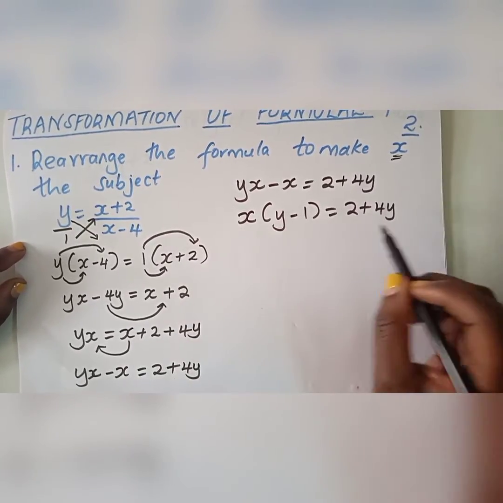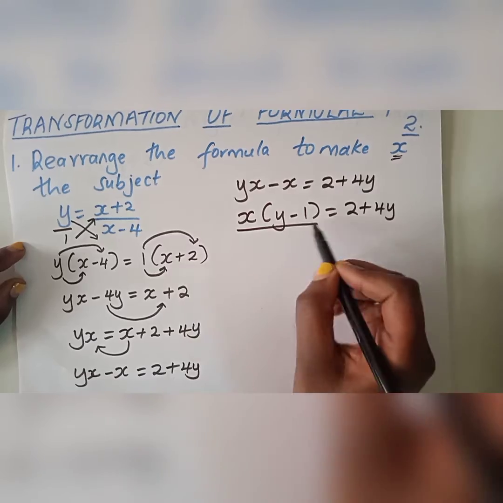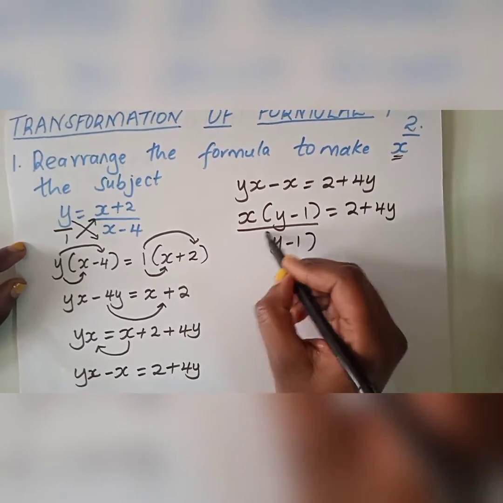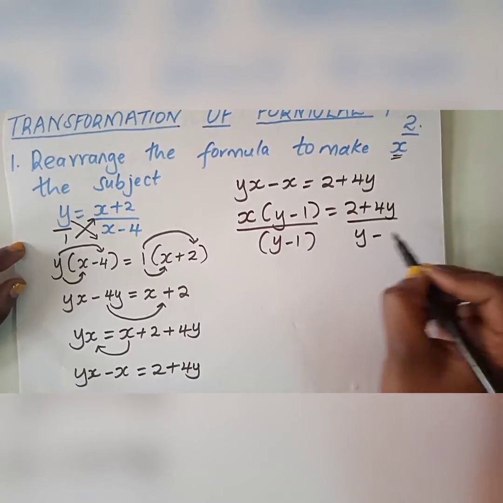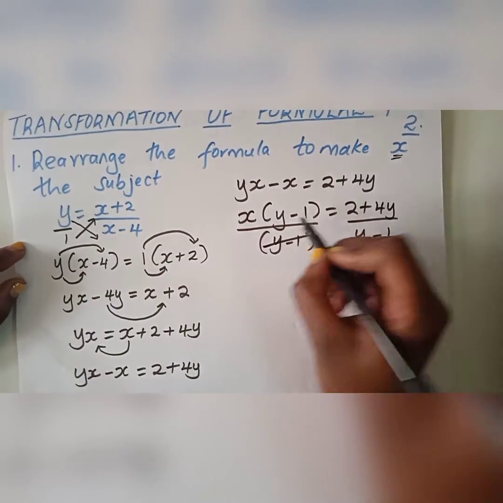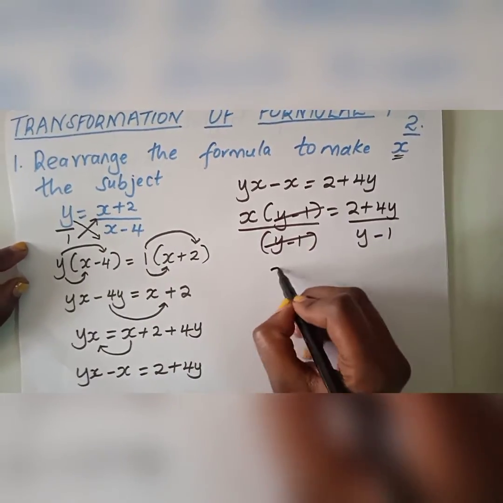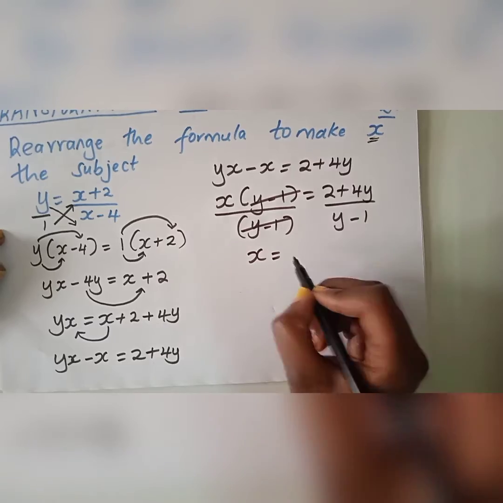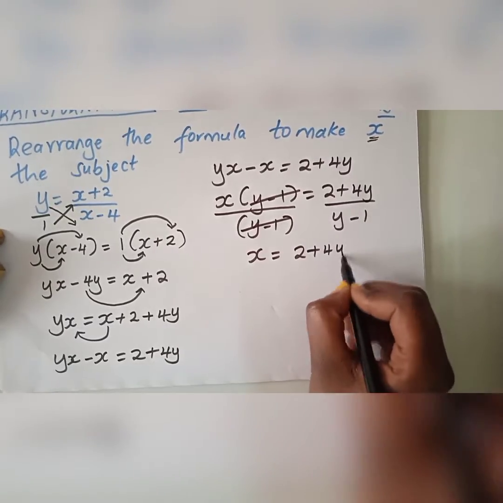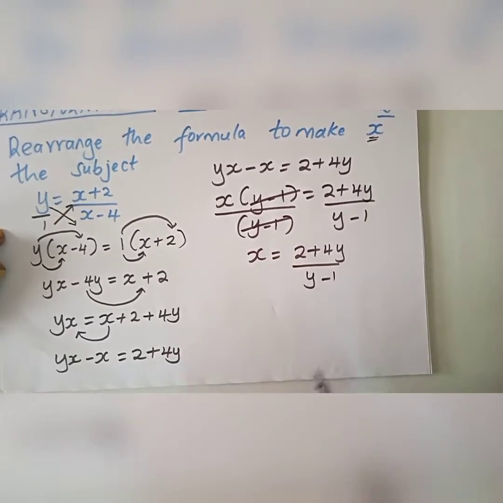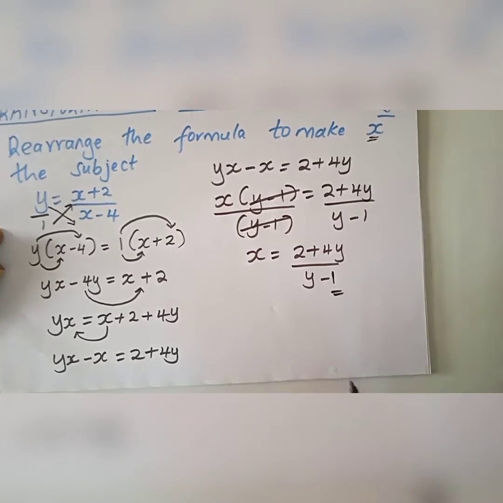Now at least we don't have an x on this side, so we divide with y minus 1 on both sides. Y minus 1, so that one cancels with that one. And you're left with x equals to 2 plus 4y over y minus 1. And that is your answer.